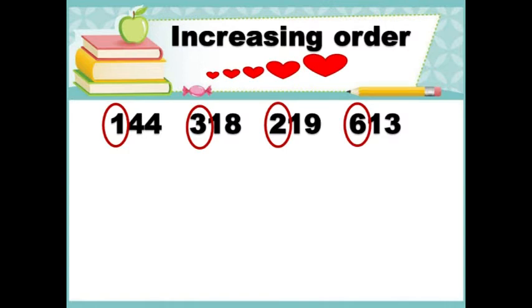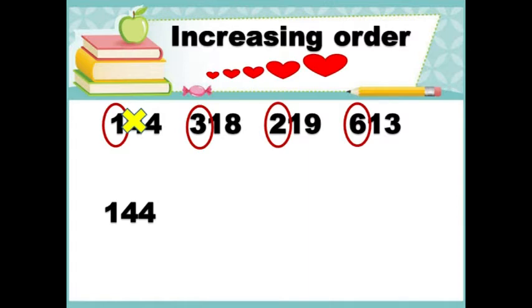So they are not the same. So we can start in arranging. So look at the numbers. Which among the four is the smallest? Of course, the 1. So we are going to write first the 1, not only the 1 but also the number 44. So we are going to write 144. So next, we have the 318, 219, 613. So 3, 2, 6.